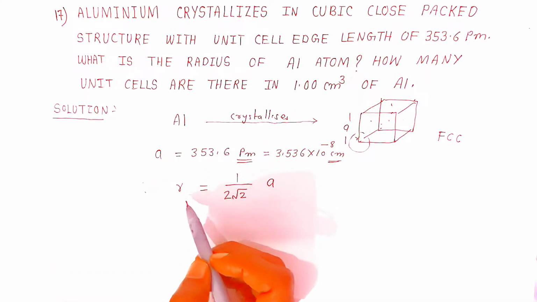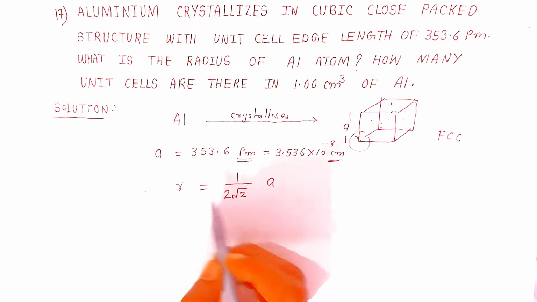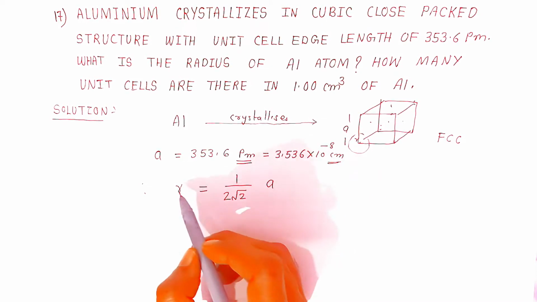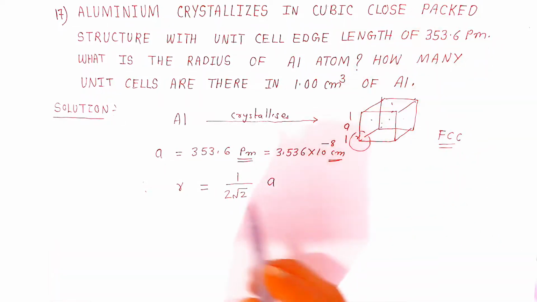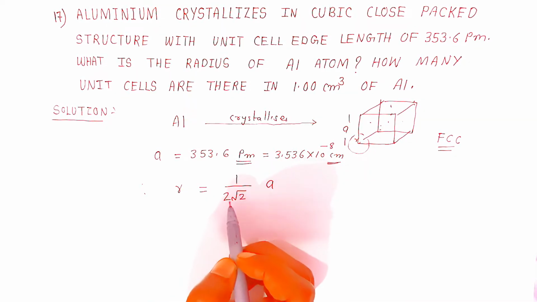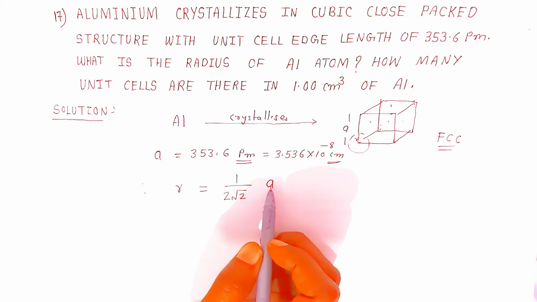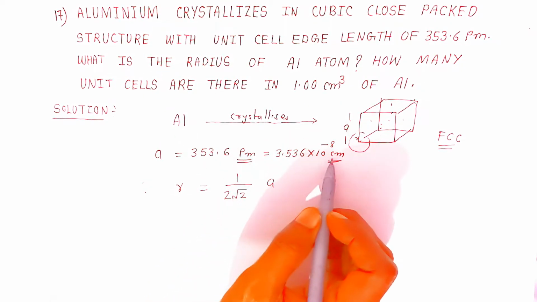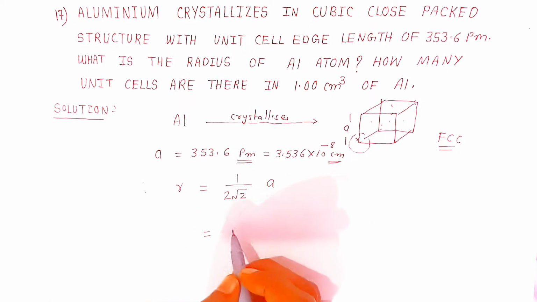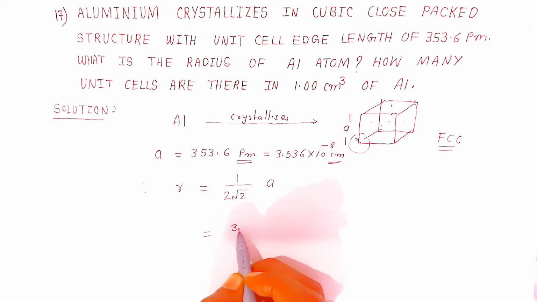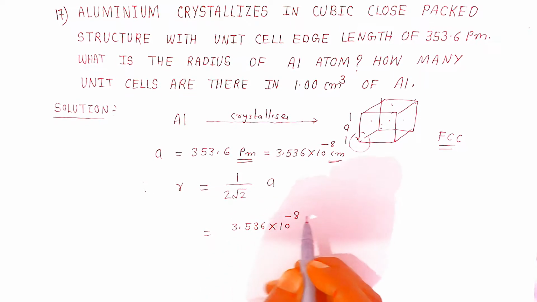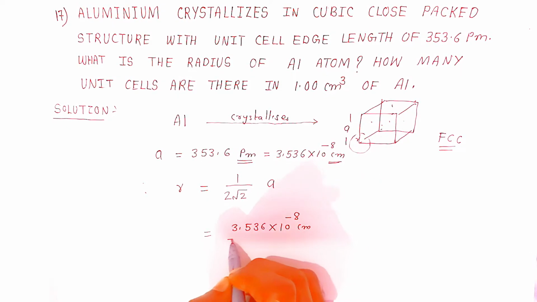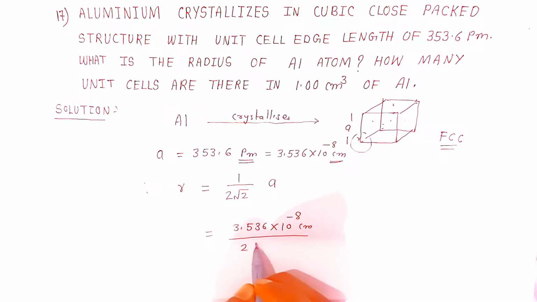Very simple students. You know the relation of radius and side of unit cell: radius in FCC structure, that is in cubic closed packed structure, is always 1 upon 2 root 2 times a. Now a is already given, and we have converted it into centimeter. So put the value here: 3.536 into 10 raised to minus 8 centimeter, and you have to divide with 2 root 2.